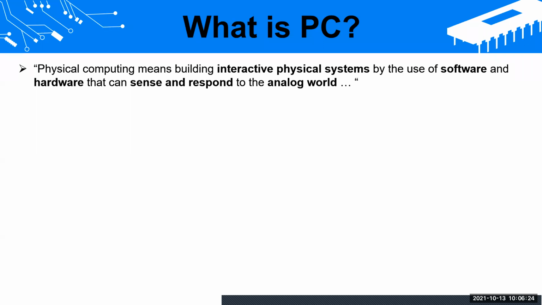So that means we are creating some interactive physical systems, right? If we implement a website or something like that, that is not a physical one, right? We can't touch the website. So here we are going to develop physical systems that interact with users or humans. It can be a software and hardware mix. Then it senses and responds to the analog world. The analog world being the real world, right?